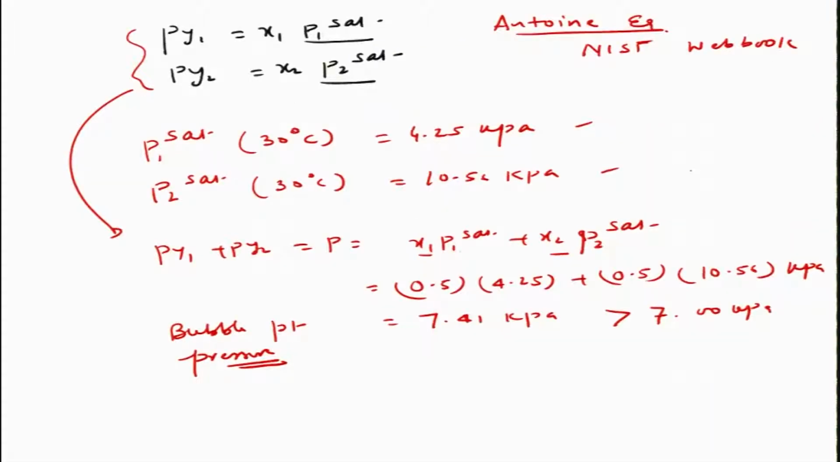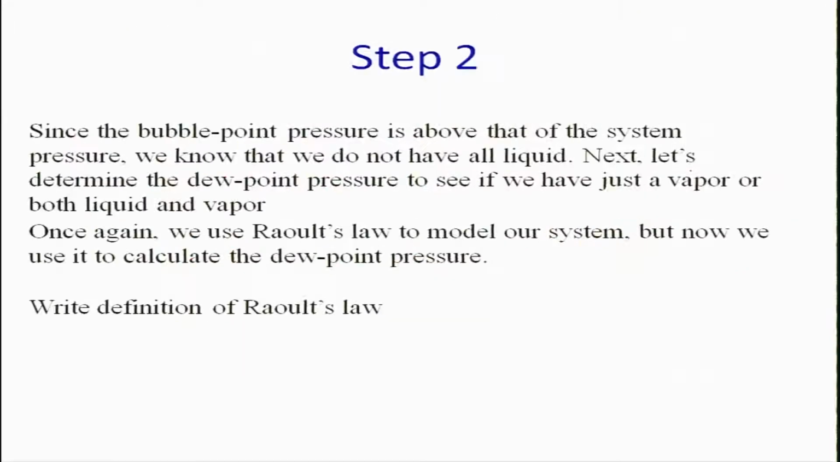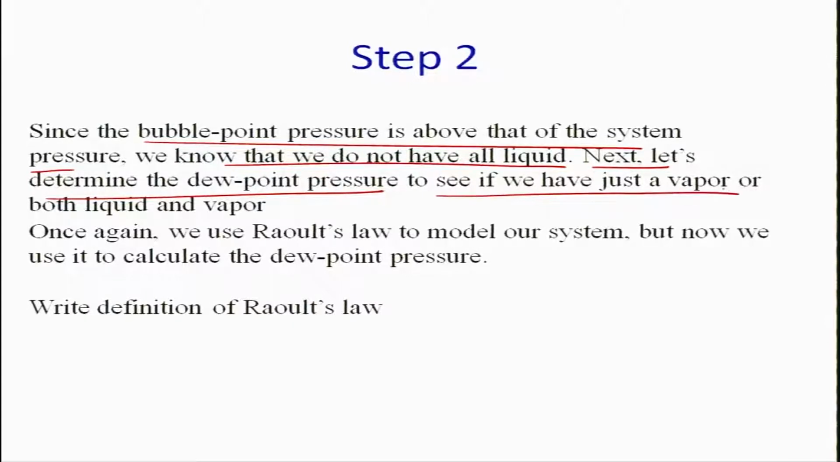So, let us again find out what is the dew point pressure. Since the bubble point pressure is above the system pressure, we know that we do not have all liquid. So, either it is partially liquid or completely gas, vapor phase. Next, let us determine the dew point pressure to see if we have just a vapor or both liquid and vapor. Once again we will use Raoult's law to model our system, but now we use it to calculate the dew point pressure.